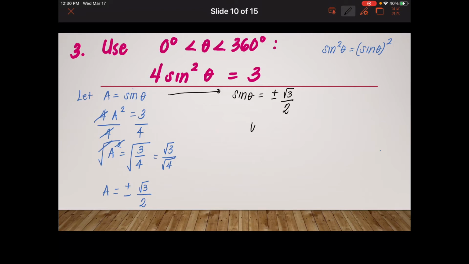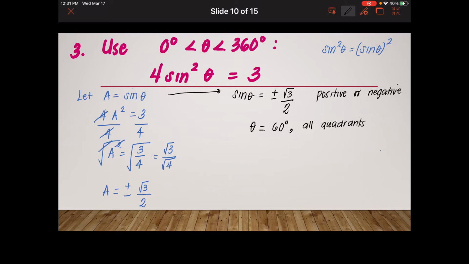Very good. So, our theta will be 60 degrees. Okay, now, since the signs here are both positive or negative, it means we will get the angles that have a reference of 60 degrees in all quadrants. Okay, in all quadrants because it's positive and negative.